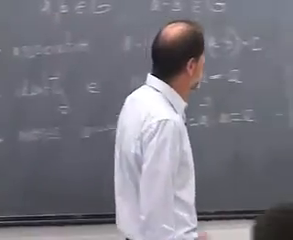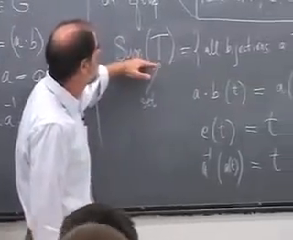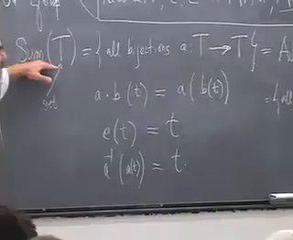Okay? So this is in some sense the Ur group. Almost all groups come in some way from the symmetries of a set.